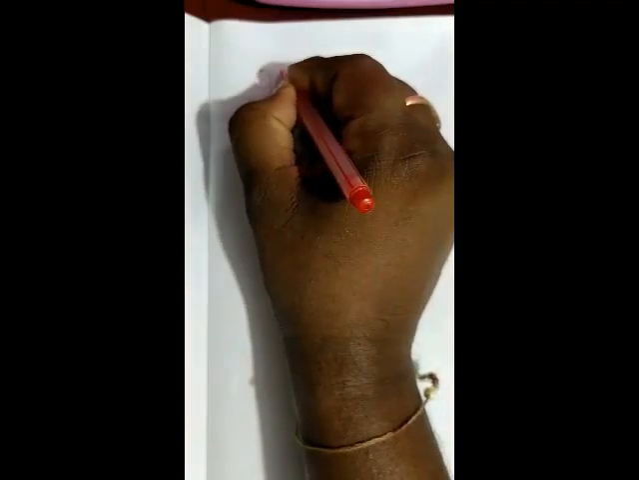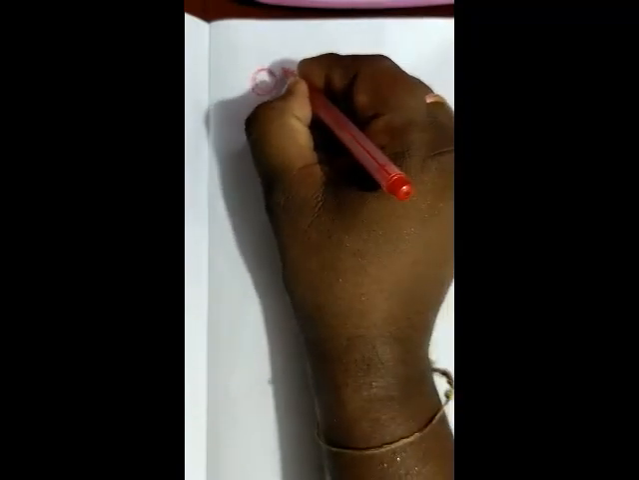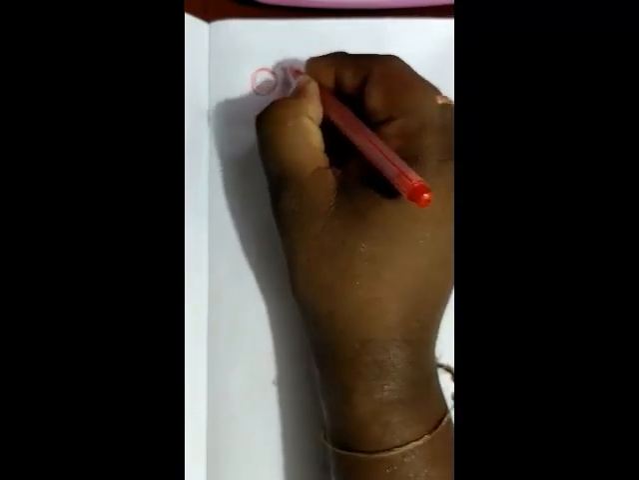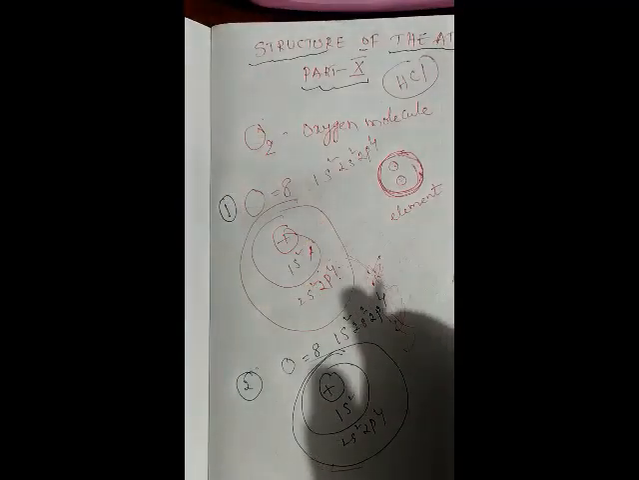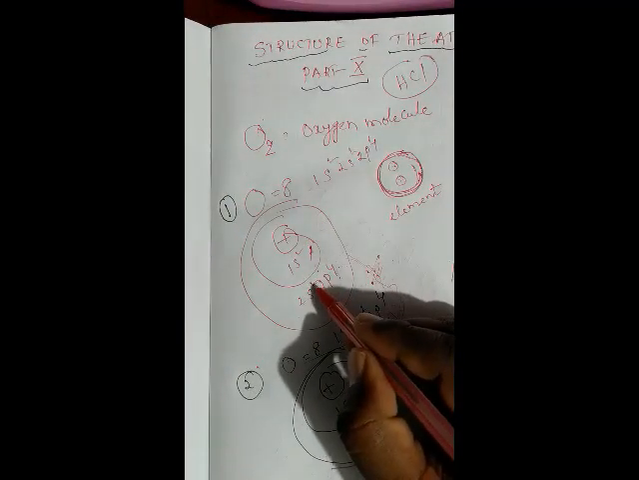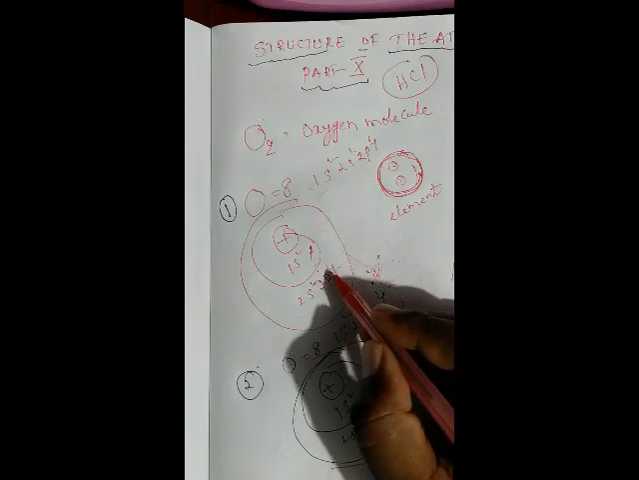So see here, first oxygen atom. For getting stability, this oxygen atom requires two electrons. So on this side write the two electrons. First electron and second electron. Okay, over. Now see here. In the outermost orbit, the first oxygen atom contains 2 plus 4, 6 electrons. How many electrons? 6 electrons. So see properly here.